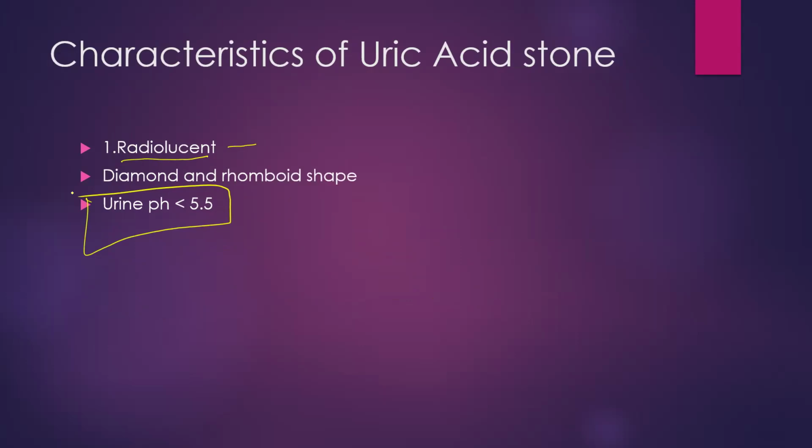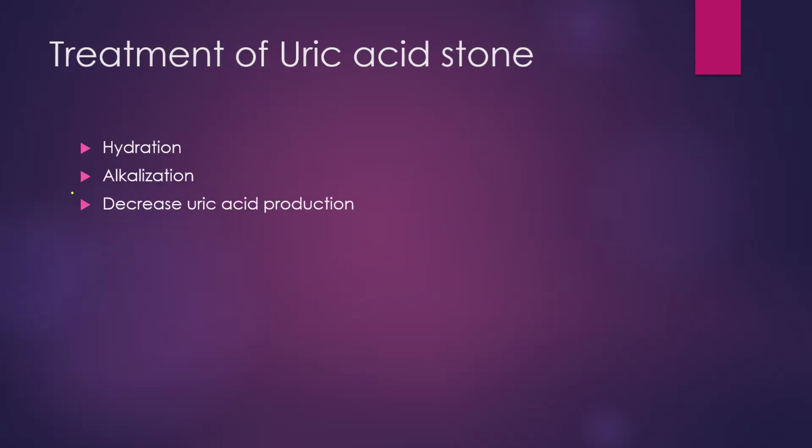The urine pH is less than 5.5 in uric acid stones because this acidic environment promotes uric acid stone formation. So the treatment of uric acid stones is hydration, very important, and alkalization, increasing the urinary pH, which inhibits the formation of uric acid stones. Then decrease uric acid production. How will you decrease it? Decrease the purine-rich diet, and give allopurinol. Allopurinol decreases uric acid production. That is very important.